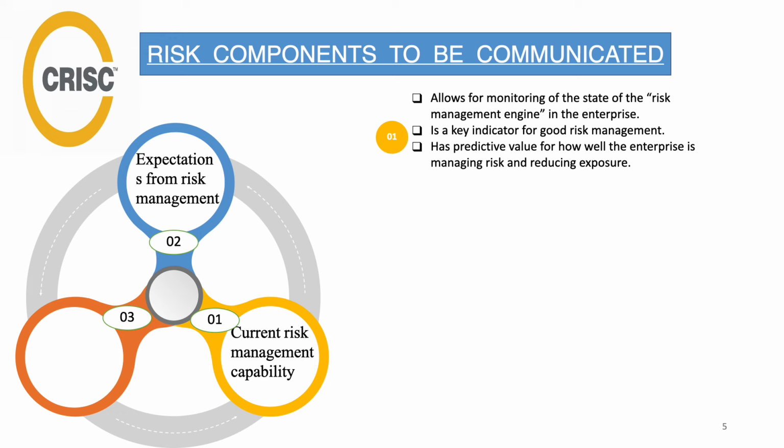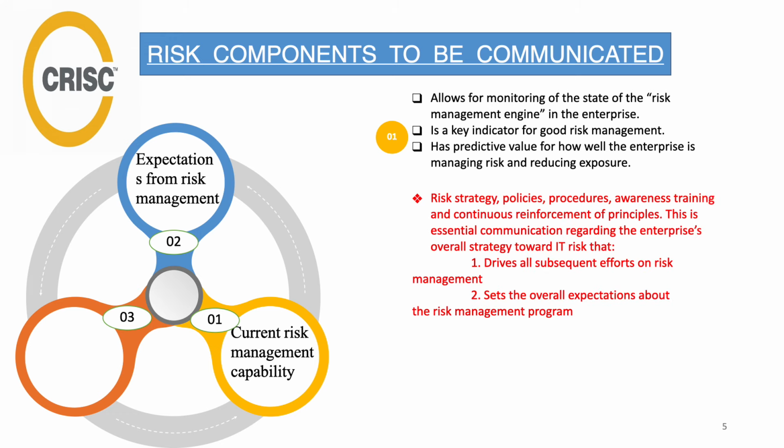Next, the expectations from the risk management. This covers the risk strategy, policies, procedures, awareness training, and continuous reinforcement of principles. This is essential communication regarding the enterprise's overall strategy toward IT risk that drives all subsequent effort on risk management. Secondly, it sets the overall expectation from the risk management program. Risk management is expected to include the risk strategy, policies, procedures, awareness training, and ongoing principle reinforcement. This crucial message sets expectations for the risk management program and drives all subsequent risk management activities for the company's entire approach to IT risk.